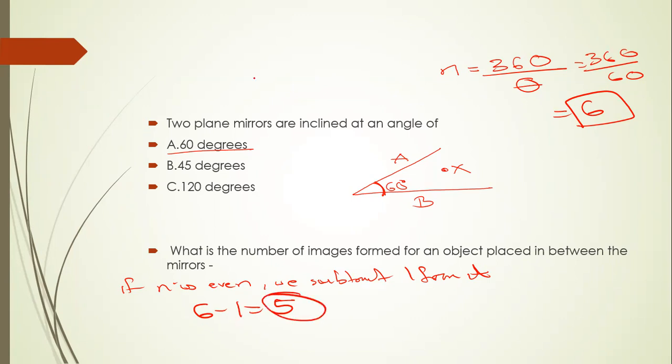So let's say you're given this in an exam and you see A 5, B 6, C 7. So your answer would be 5 and not 6 and not 7, obviously. All right, so if n is even, then we'll just subtract 1. How about if n is odd? Let's check the other question and see.